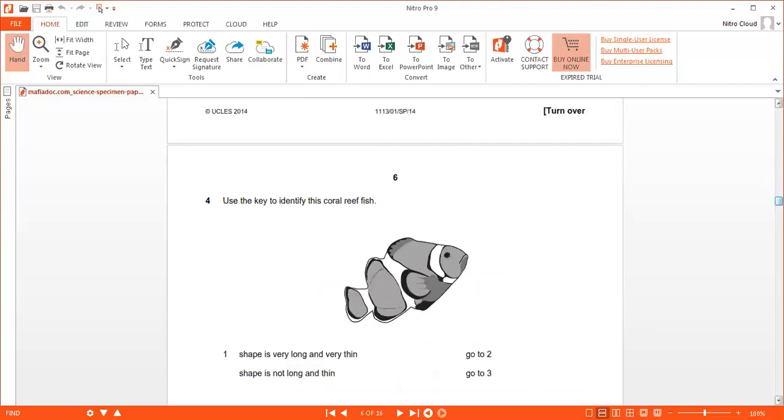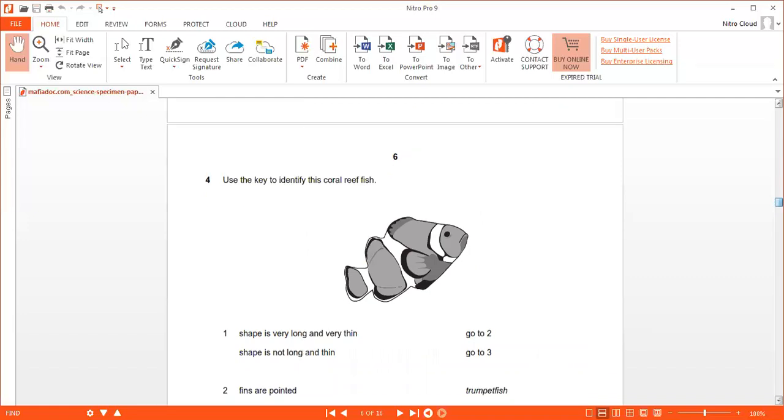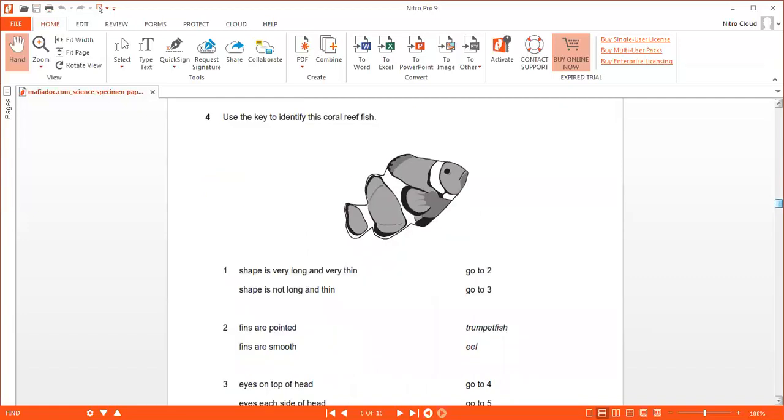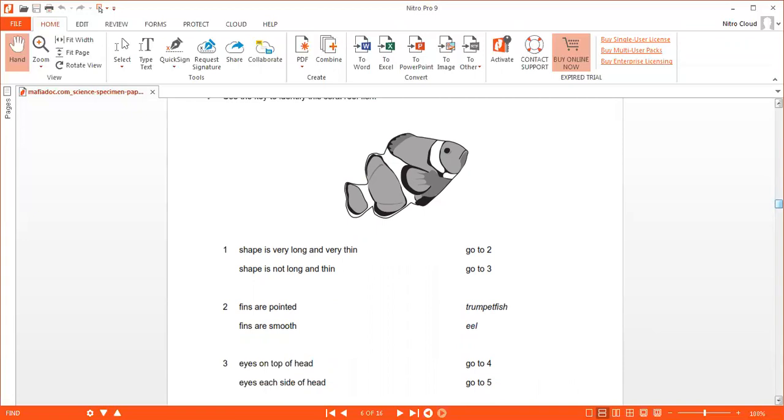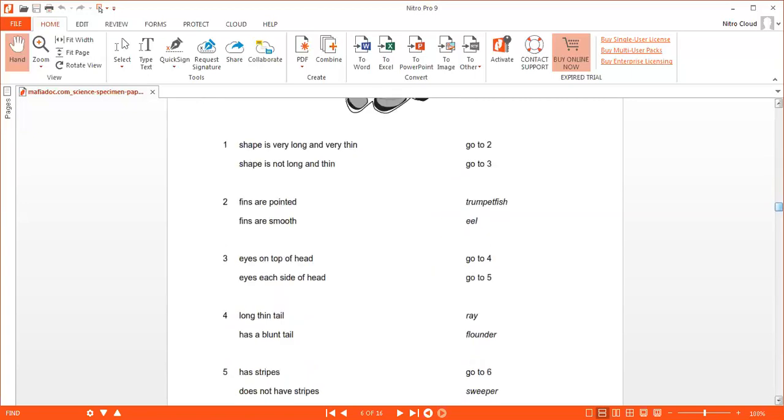Number 4. Use the key to identify this coral reef fish. Okay, we will follow the identification key. First, the shape is very long and very thin, or the shape is not long and thin. What do you think? The shape is not long and thin. Go to number 3.